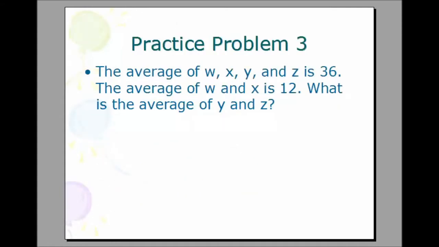Practice problem 3. The average of w, x, y, and z is 36. The average of w and x is 12. What is the average of y and z?